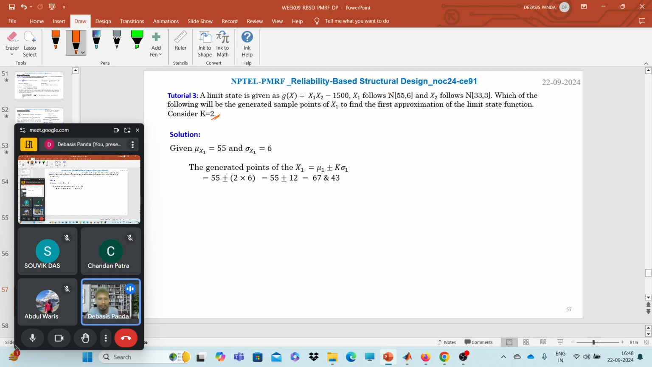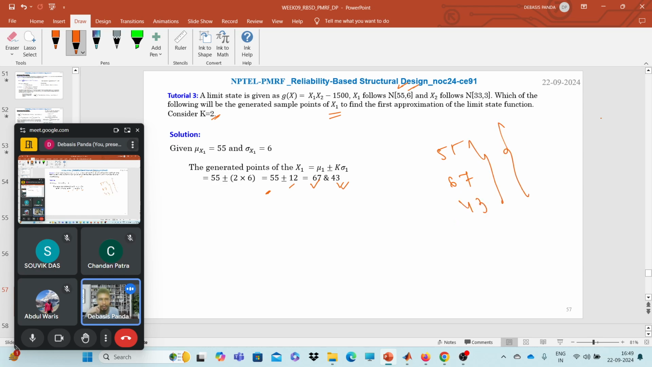So the mean value is given as 55 and the sigma value is given as 6. So first value is the mean 55, plus minus. Plus 2 sigma will give you 67, minus 2 sigma will give you 43. So here they have said that you should use x1 to generate sample points. That means the first sample point will be the mean, that means 55. The second sample point will be mean plus 2 sigma, that means 67. Mean minus 2 sigma is 43 for one set.